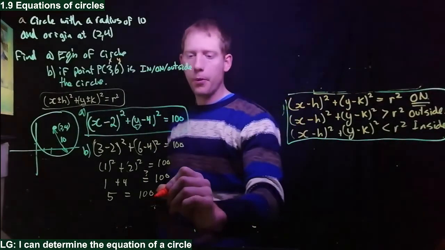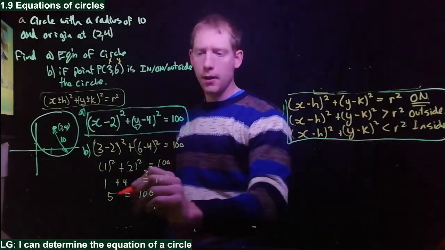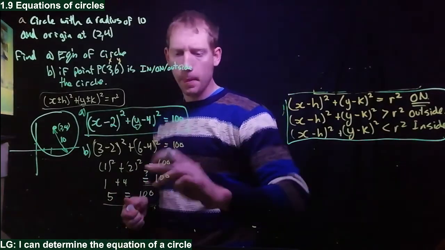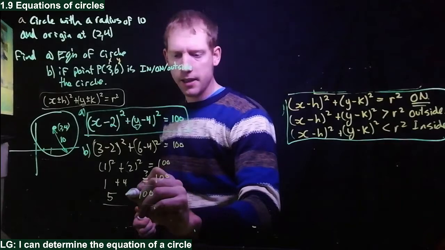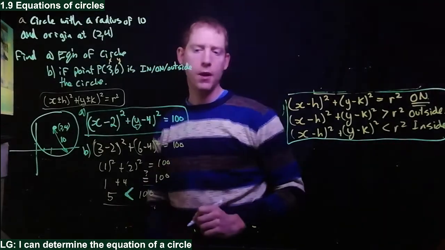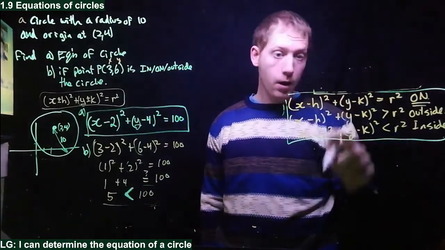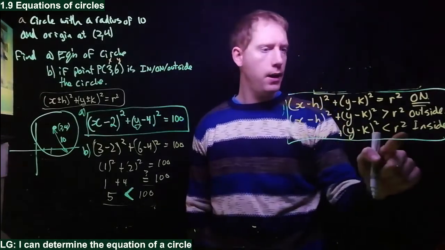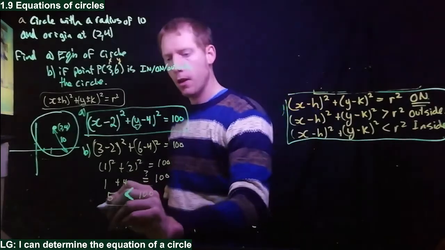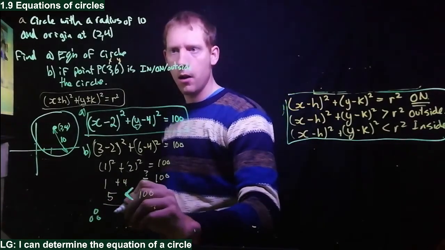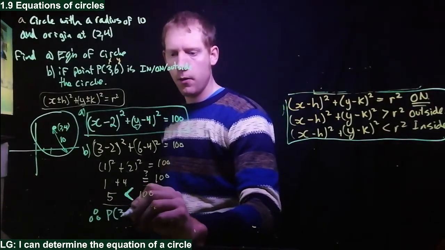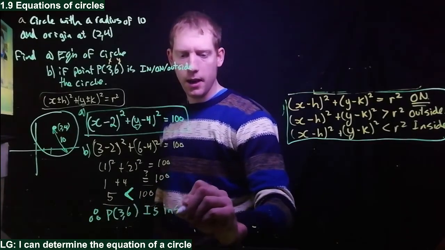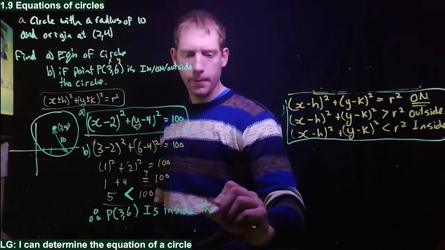Now, previously, look at right here. This 5 is less than 100. If our value here is less than r squared, which is 100, then it's inside. Therefore, P (3, 6) is inside the circle.